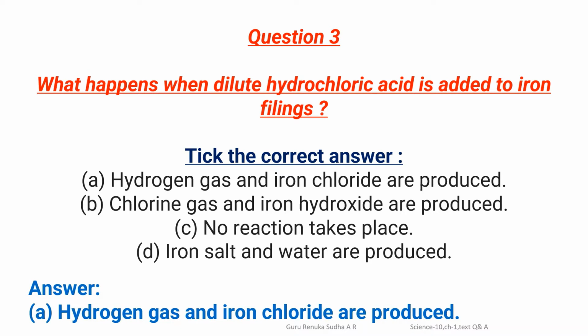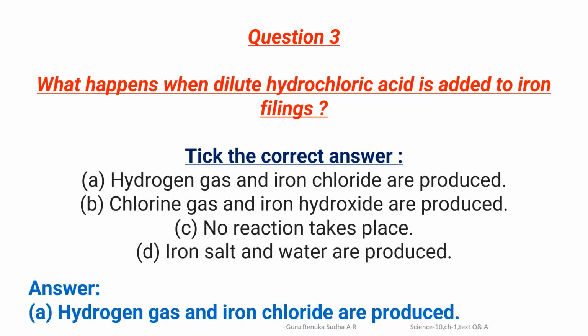So option A is the correct one. That means when iron reacts with dilute HCl, we get liberation of hydrogen gas along with the formation of an iron chloride, that means ferrous chloride, you can also say.